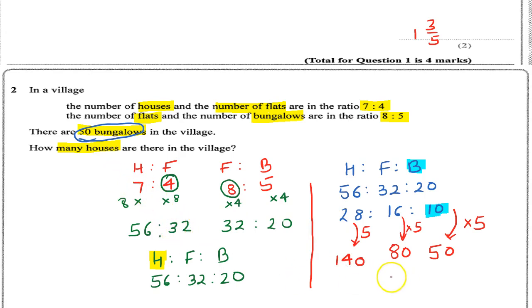So houses are 140. Yeah, so this is your answer. Houses are 140.